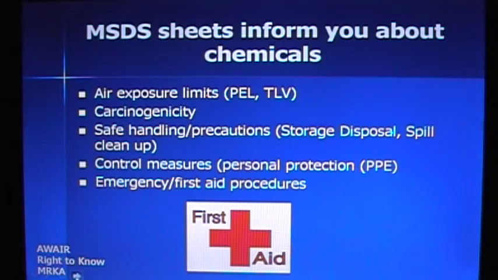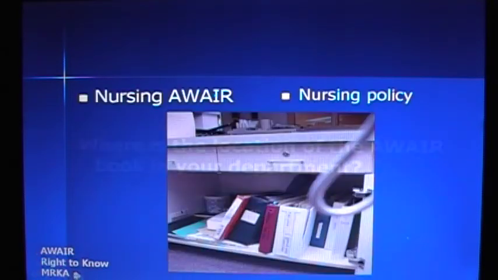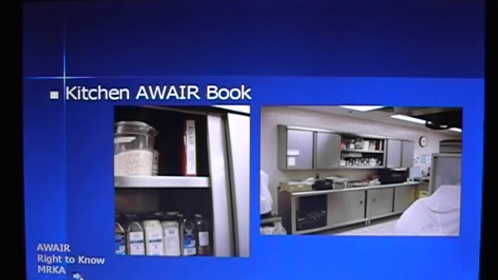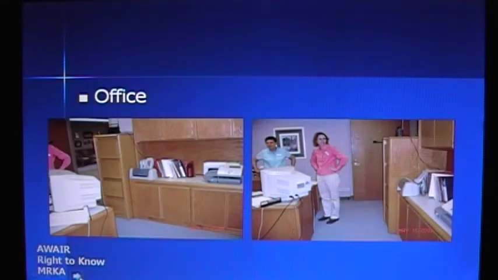Probably the most important thing, and also what you would be most likely to look for: the locations of the AWARE book. Everyone is responsible for knowing what's in the AWARE book and knowing where it is. The state loves to ask that question. So the location. In nursing, as I said earlier in this whole presentation, it's under the desk. Maintenance is on their desk in their office. Kitchen is on the very end in the metal cabinet, upper middle cabinet. And laundry is on the clean side in the drawer near the opening to the dryer and washing machine room.